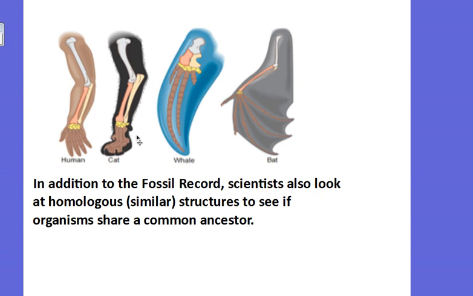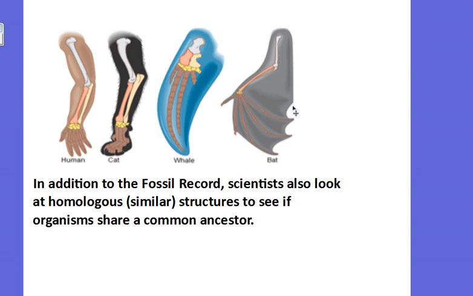These are the same. Oh, I skipped over these. These little yellow bones that make up your wrist. They're here too in the cat. They're here in the whale. They're here in the bat. We've got this upper arm bone, the humerus. Okay, here it is, here it is, here it is.